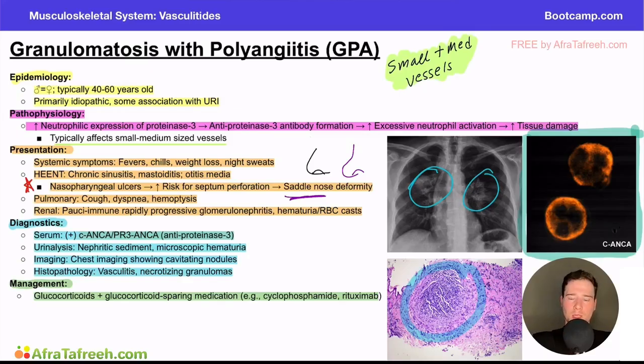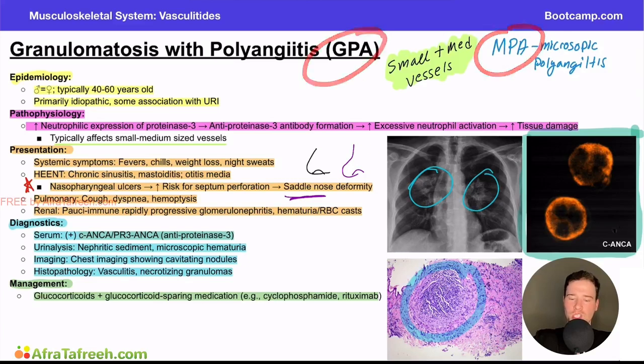Now, before we wrap up this video, I need to contrast GPA with a very similar pathology, which is MPA, which we have a separate video about. This is microscopic polyangiitis. And you have to be able to differentiate MPA versus GPA because they can give you some of these classic findings and they're very, very similar.